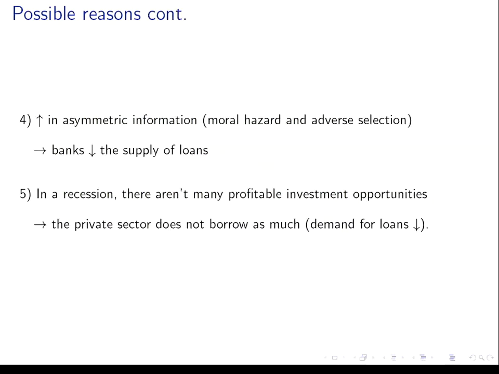Fourth, there is an increase in asymmetric information. Again, what do we mean by asymmetric information? Moral hazard and adverse selection. Can someone define what moral hazard is? And consequently, what adverse selection is? Moral hazard is when you have an incentive to break an agreement. And adverse selection is the difference in knowledge between the buyer and the seller of transactions. No, not really.